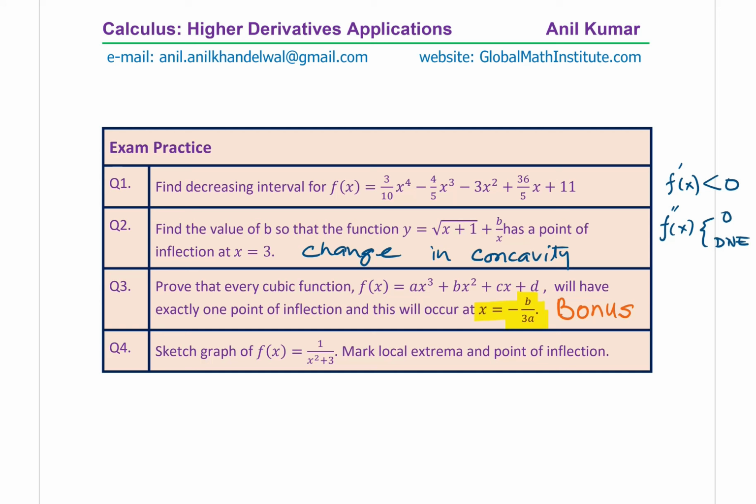Question number 4. Sketch the graph of f of x equals 1 over x squared plus 3. Mark local extrema, means maximum and minimum values, and the point of inflection. So you need to find local maximum and minimum and the point of inflection and sketch the graph of this particular function, right? 1 over x squared plus 3. So I hope that makes sense, right?